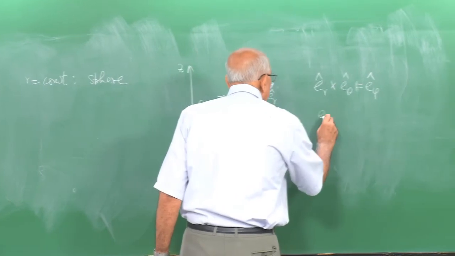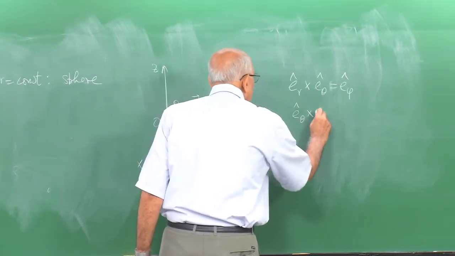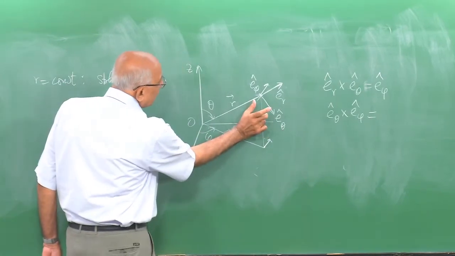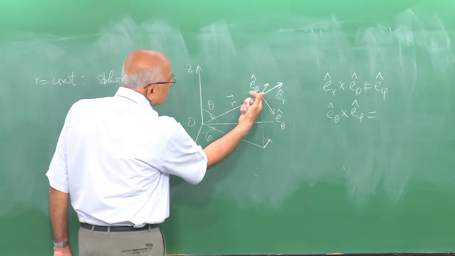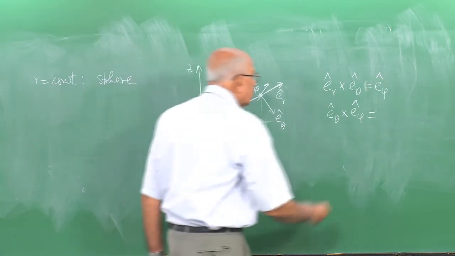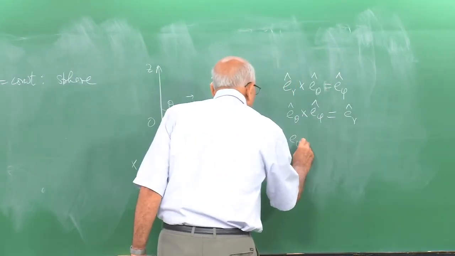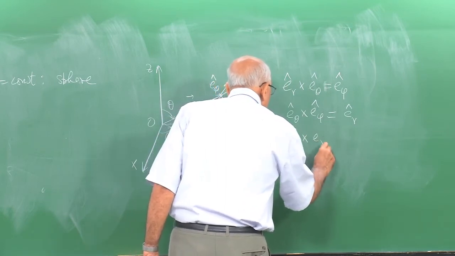Then E theta cross E phi. So I go from E theta, go into the plane of the board, twist this around, and I move along the radial direction. So this is E sub r. And finally E phi cross E r.